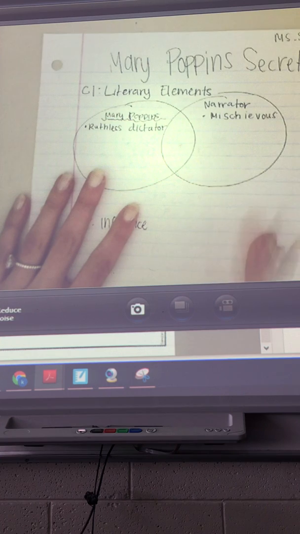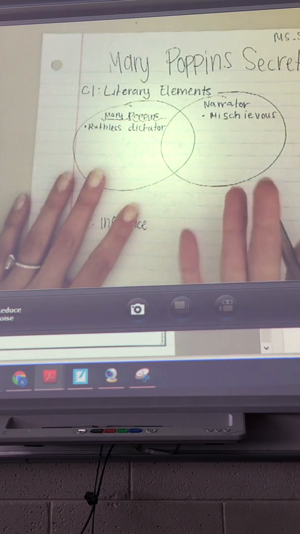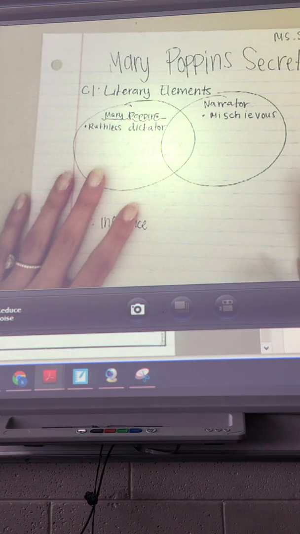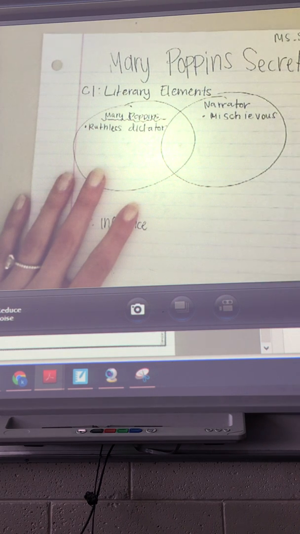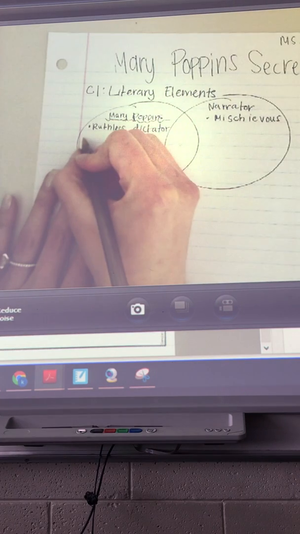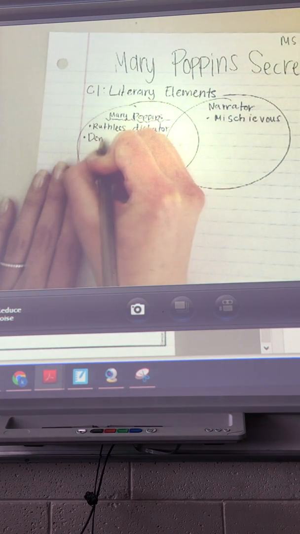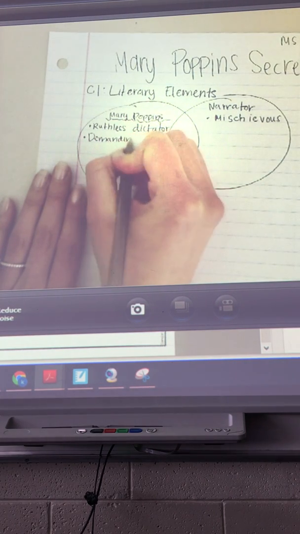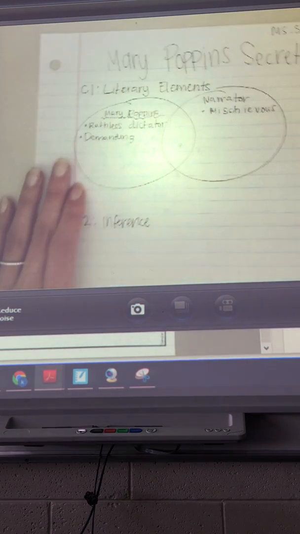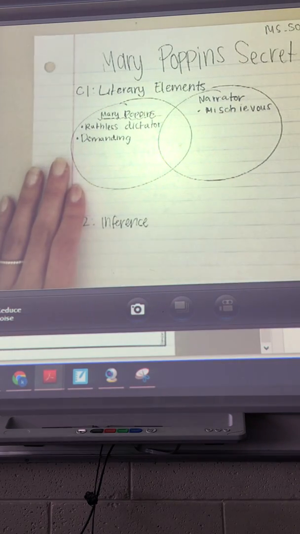Okay, now, Mary Poppins, she was very demanding, right? She told you what to do. She didn't say, well, would you like to do this, right? She just said, nope, this is what you're going to do. She wrote out a whole list and schedule and was like, at this time you need to do this. At this time you need to do this, okay? So she was demanding. I think that's fair to put under Mary Poppins. I wish that you guys could be here and give me all of these great ideas yourself, because you guys are so good at it.